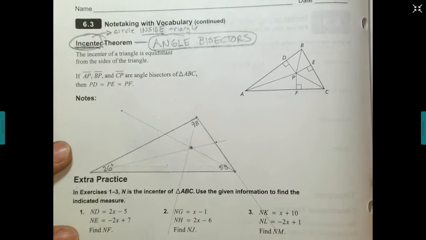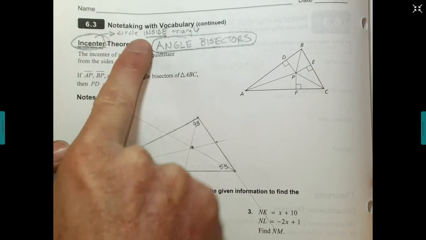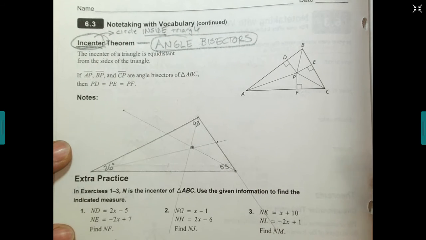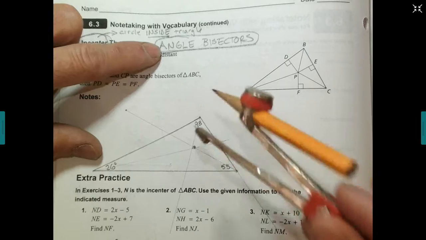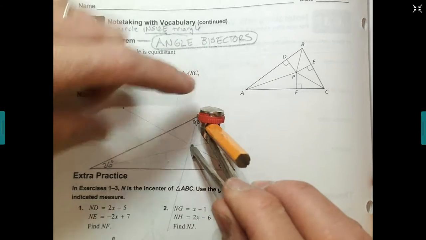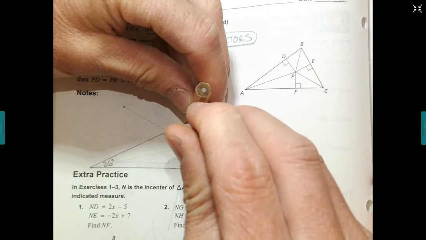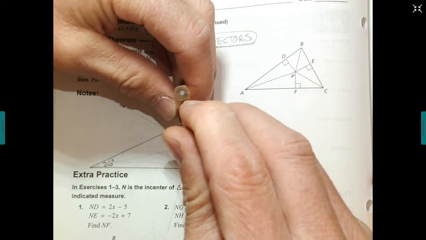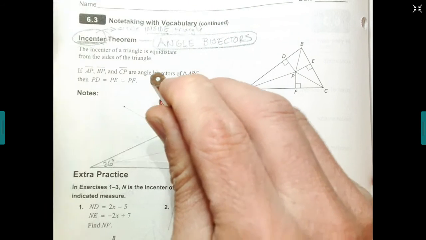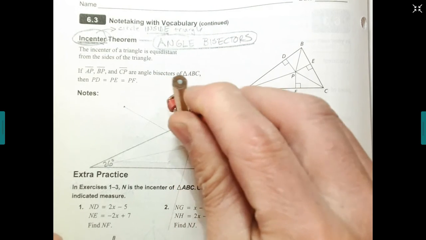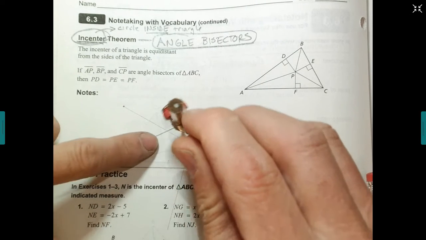And we are doing incenter. So it's a circle inside the triangle. So that point right there, when I'm using angle bisectors, is going to take me to the middle of the inside. So I find where it hits the inside. I'm not going from the vertex. I'm going where it hits the inside.